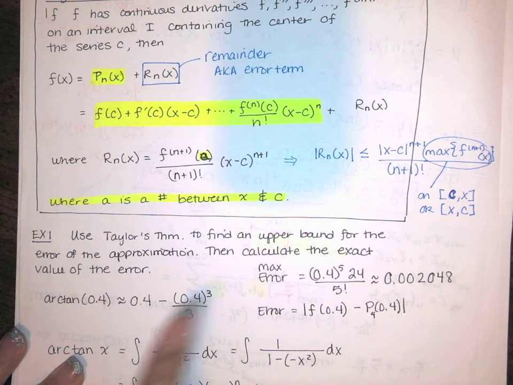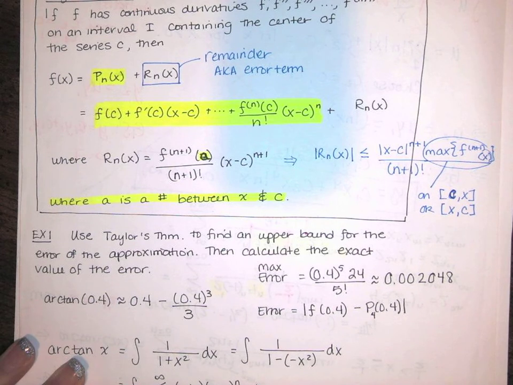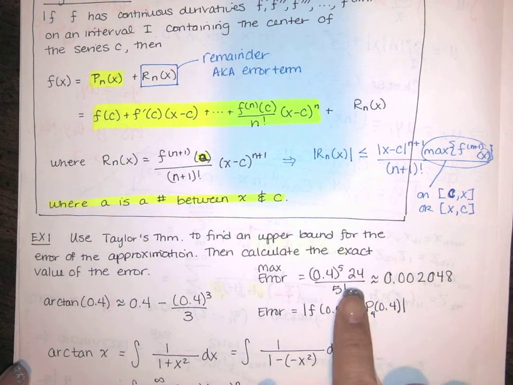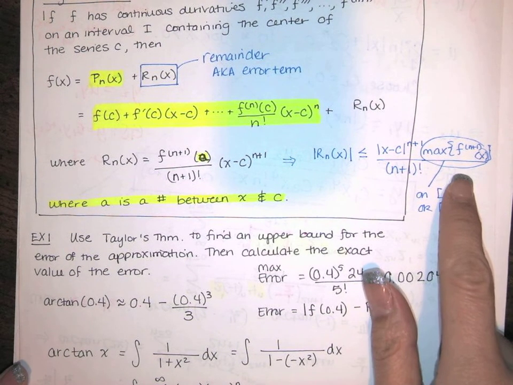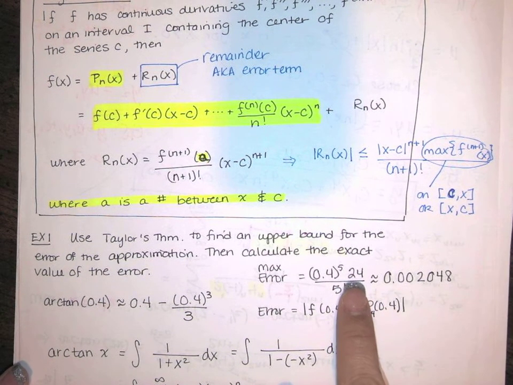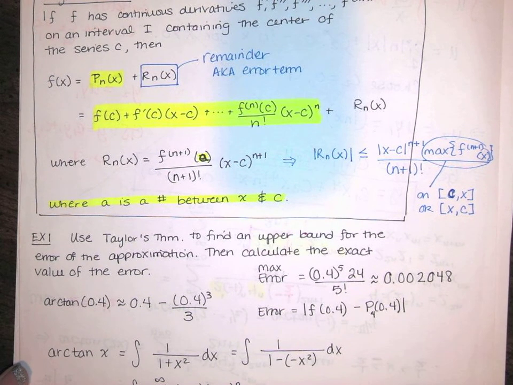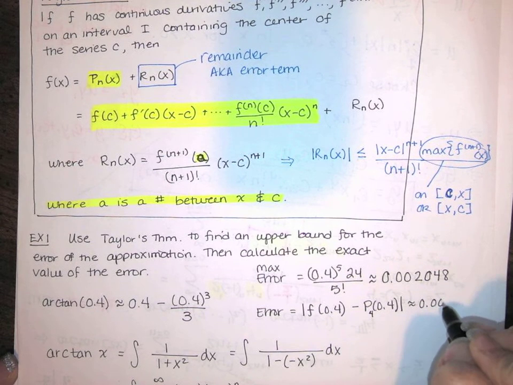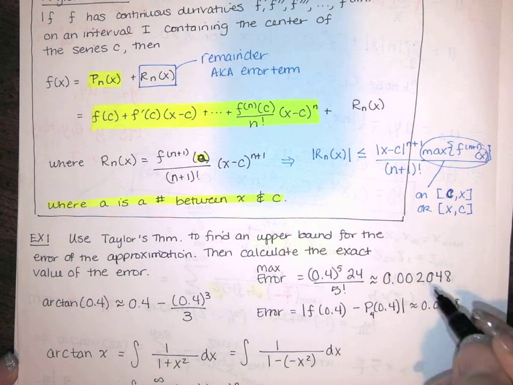So we had to maximize this function on the interval from 0 to 0.4. And that required using the extreme value theorem from Calculus 1. And then it turned out that it was at one of the endpoints after all. The absolute max was at one of the endpoints. But that's okay. Once we found the maximum value of that derivative on that interval, we just plug that in right here, and we use a calculator to approximate it. And then we saw that the true error was 0.0018 approximately.